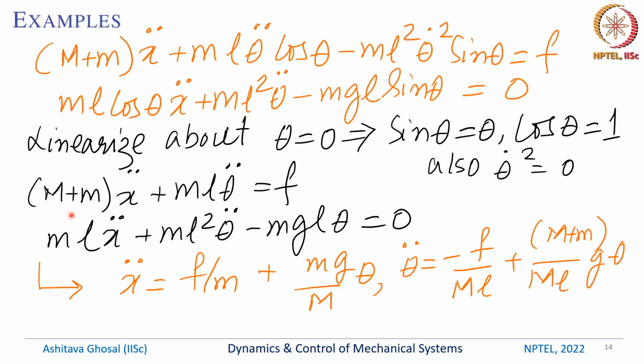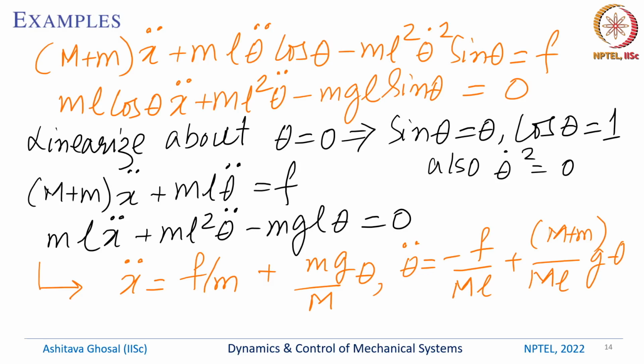So we can easily see from the first equation we'll get (capital M plus small m) x double dot plus m L theta double dot equals F. Cos theta will be 1 and sine theta will be theta, but theta dot squared will go to 0. And the second equation is m L x double dot plus m L squared theta double dot minus m g L theta equal to 0. So this can be written as x double dot equal to F by M plus m g theta by M, and theta double dot equal to minus F by capital M L plus (capital M plus small m) divided by M L into g theta.